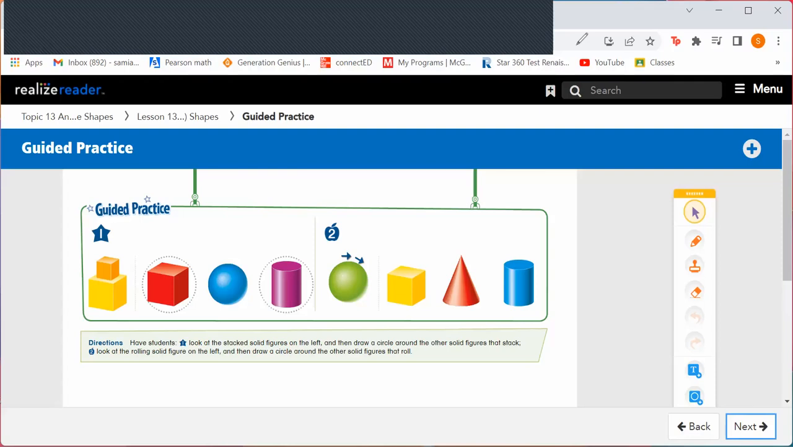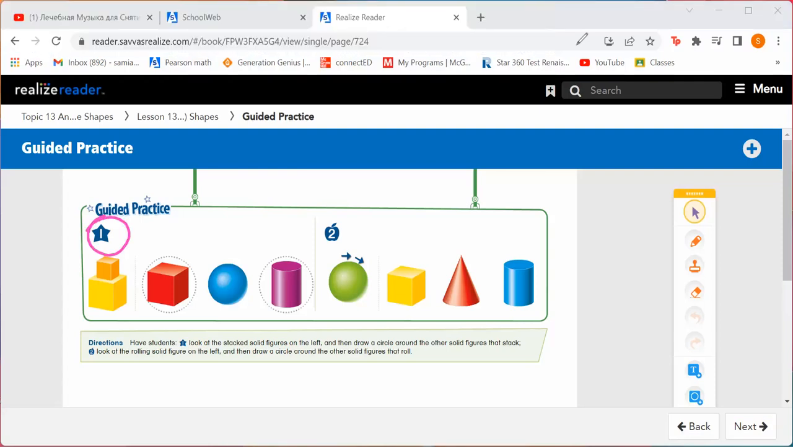Let's look at number 1 of our guided practice. Look at the stacked solid figures on the left right here. See how they're stacked? You're going to draw a circle around the other solid figures that stack. So which other figures can stack? The cube, because it does have a flat side. The sphere, no, that'll roll around. The cylinder can stack because it has 2 flat sides.